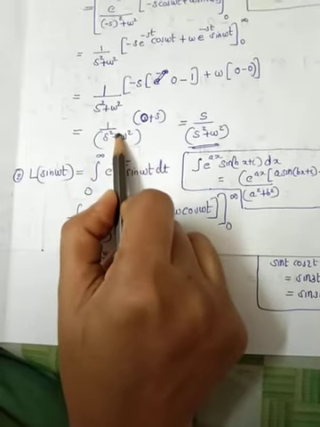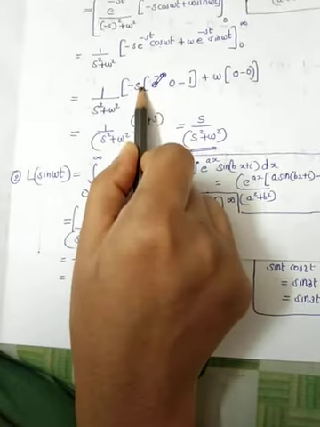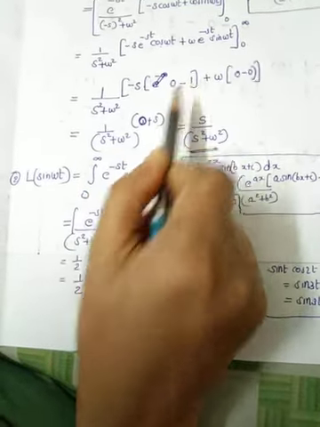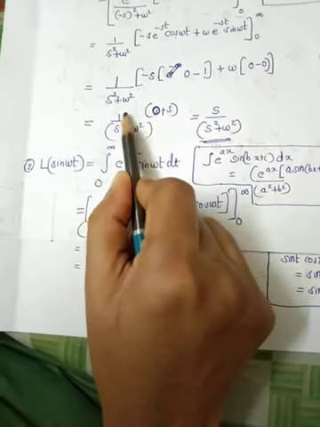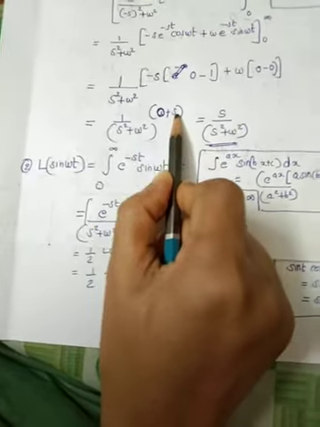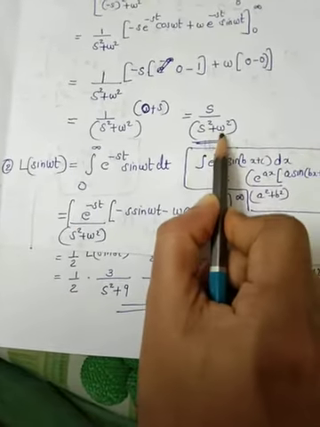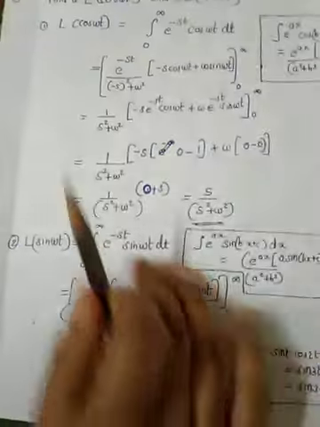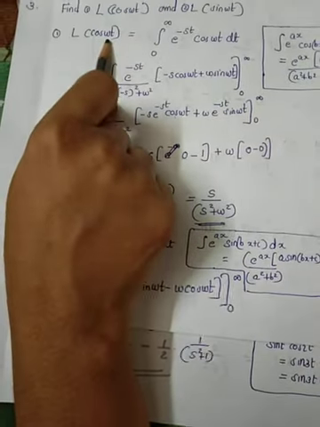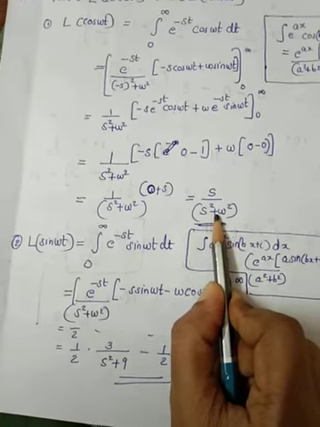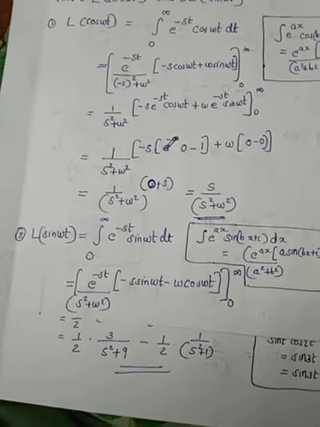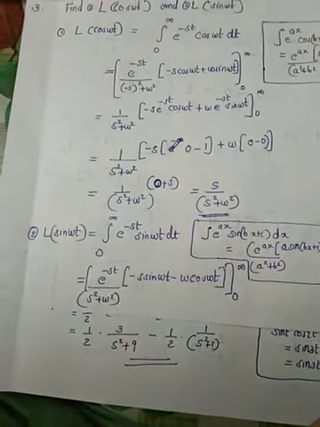Then that is 1 by s square plus w square into minus s into minus 1, that is plus s. w into 0 is 0, therefore it becomes 1 by s square plus w square into s, that is s by s square plus w square. Therefore the Laplace transform of cos wt is equal to s divided by s square plus w square. You can also use the notation omega instead of w.